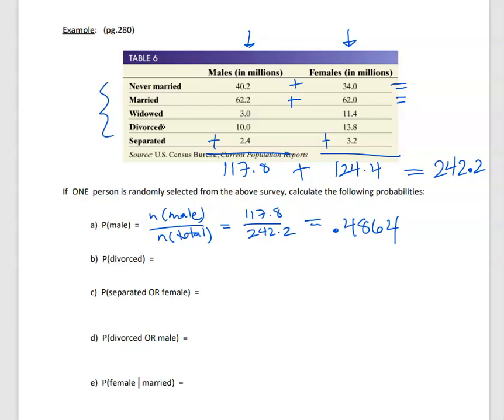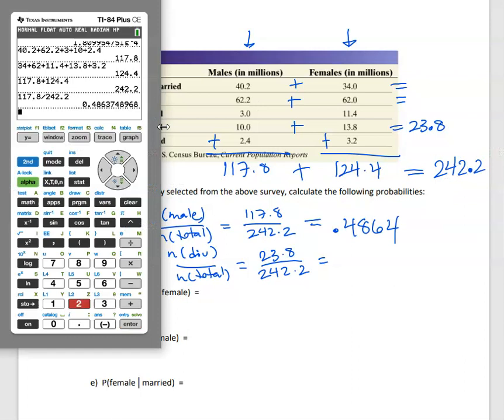0.4864. The probability that somebody is divorced, what we want is the number of divorced people divided by the number of total. And so for the number of divorced people, we do need this total. Luckily it's plus 10, so it's 23.8. Easy to get that one. So we need the 23.8. This is how many divorced people there are out of the 242.2 million. So it should be this probability. And that one is going to be 0.098. Have to round up this 2 to a 3, so 0.0983.